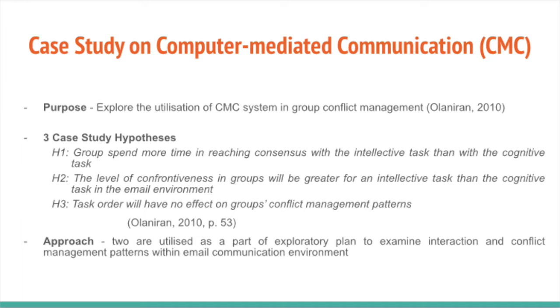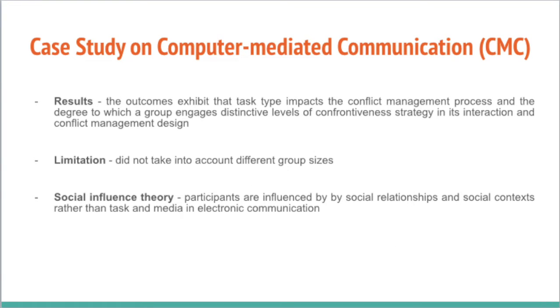For the approach, 2 tasks were used in an experimental design to analyze interactions and conflict management patterns within an email communication environment. Group composition and communication medium were kept constant. The Group Working Relationship Coding System, also known as GWRCS, was used to examine group interaction patterns that characterize the conflict management process. The results demonstrate that task type influences the group conflict management process and the extent to which a group employs different levels of confrontativeness strategy in its interaction and conflict management patterns.